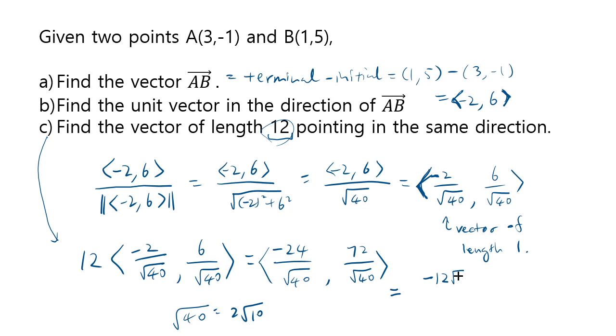square root of 10 over 10, comma, 36 square root of 10 over 10. Oh, and then you can further simplify by dividing by 2. Both are even numbers, so you can divide top and bottom by 2. So it's negative 6 radical 10 over 5 and 18 radical 10 over 5. Okay, so that would be what you write if the question was asking for an exact value.